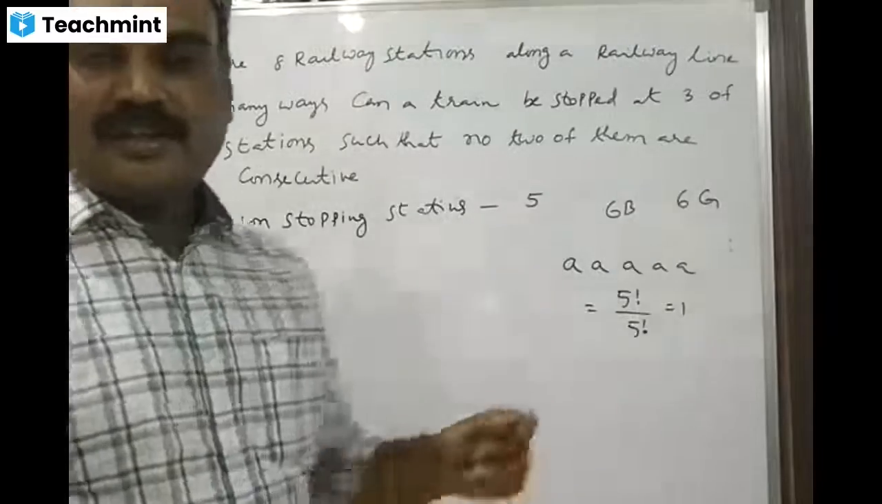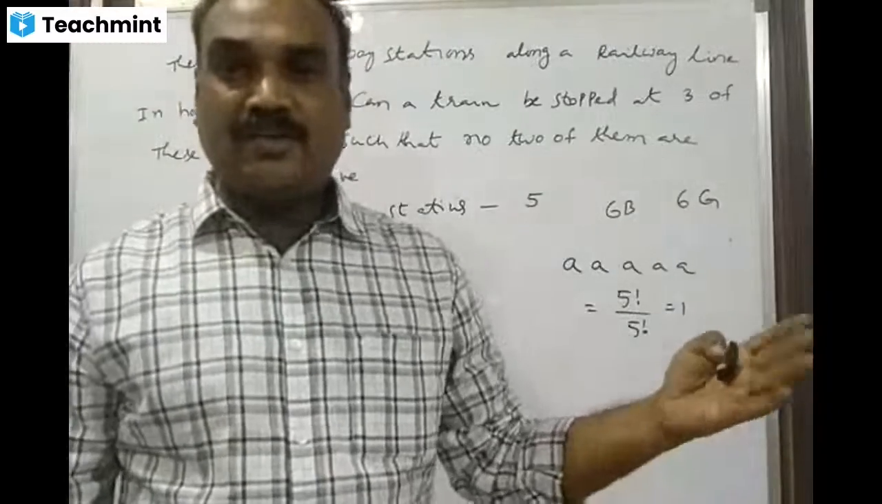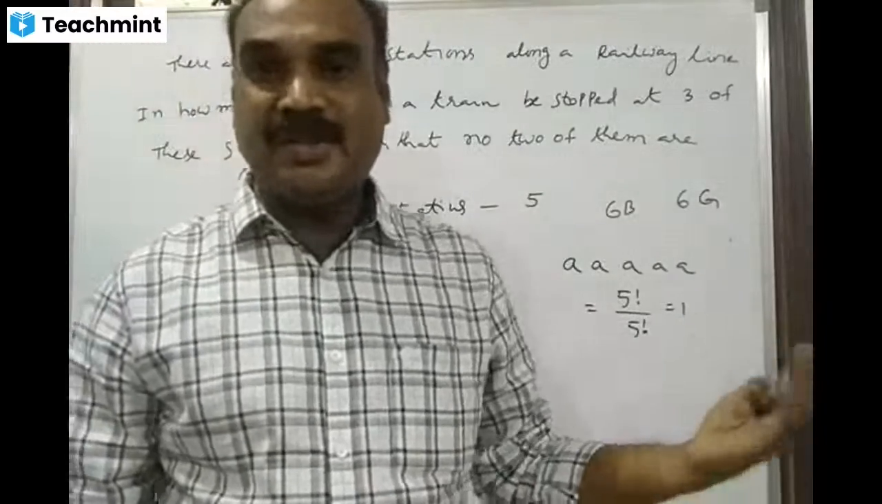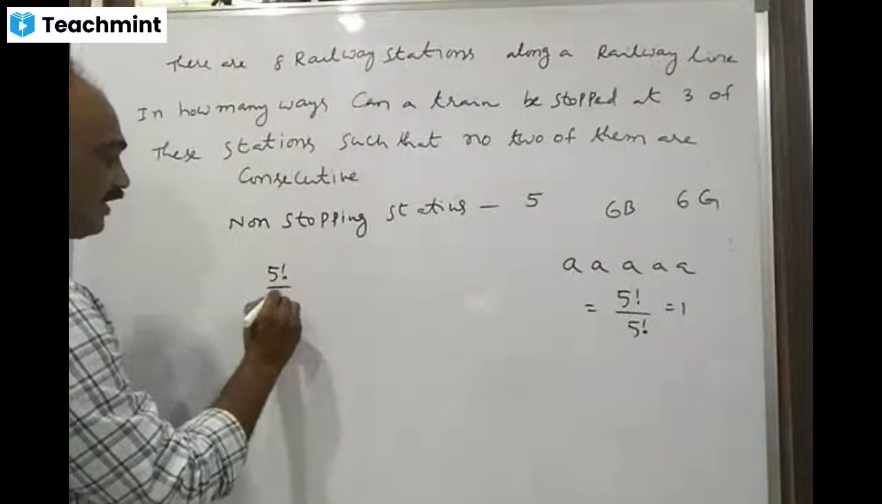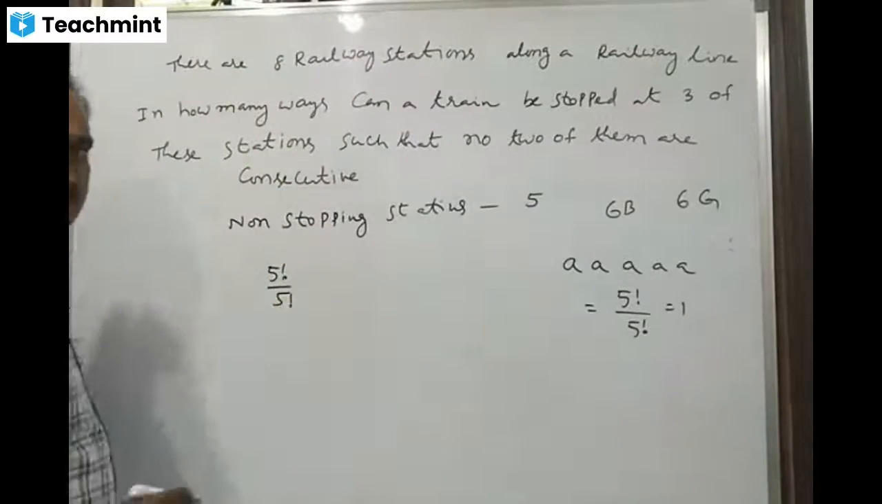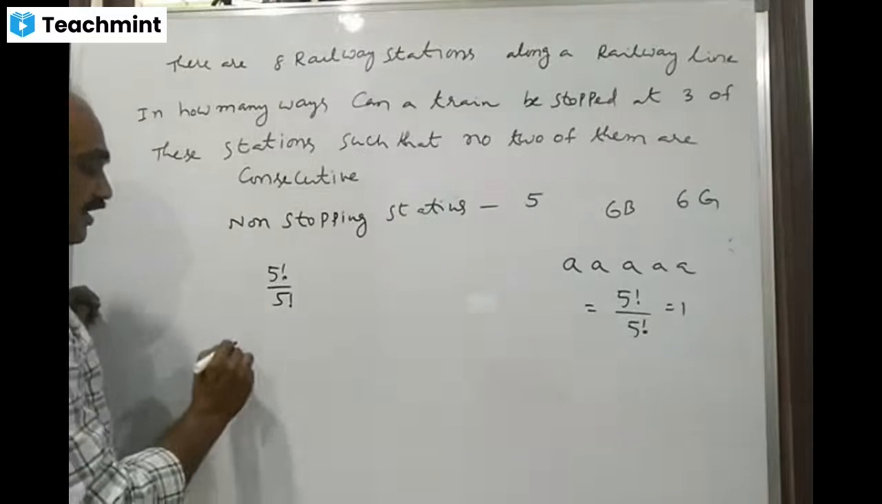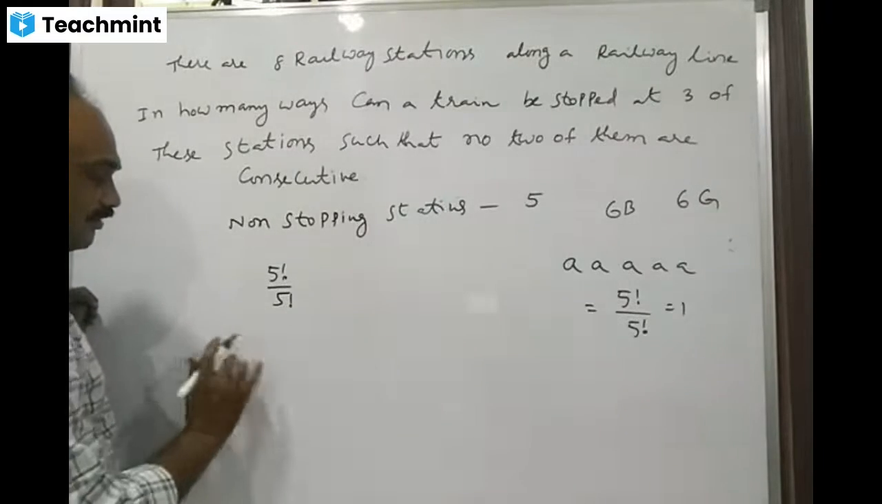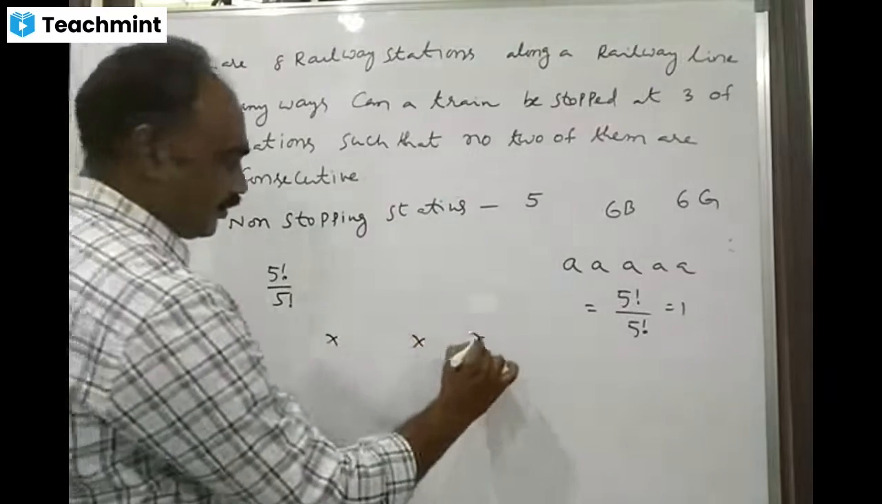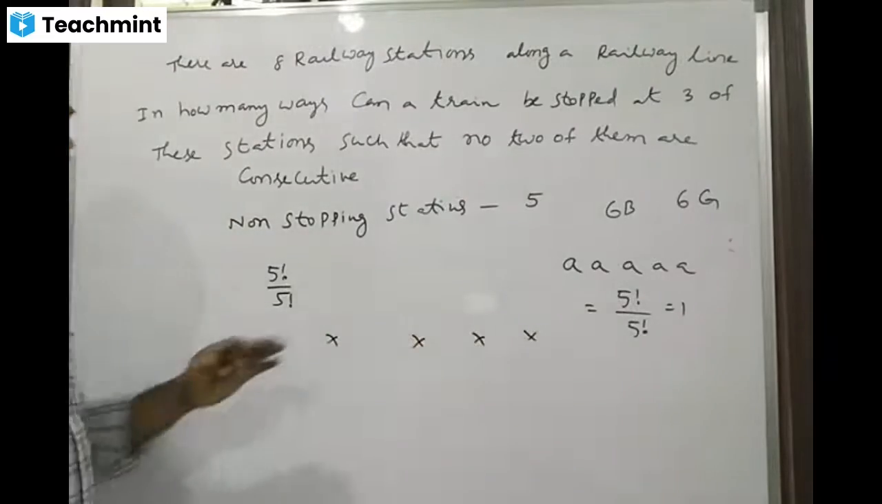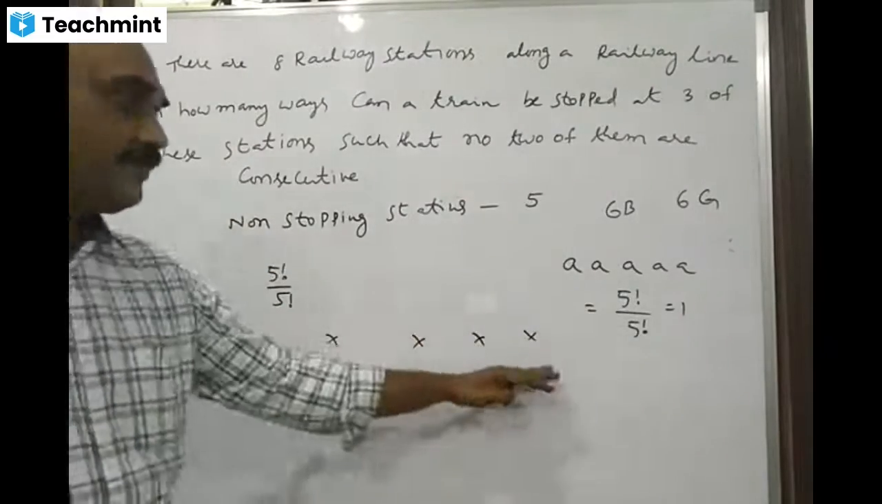Now stations, like Kazipet is one and Warangal is one, all railway stations are similar. So the arrangement of the 5 is 5 factorial by 5 factorial, one way. And first arrange the non-stopping stations: 1, 2, 3, 4, 5. The first one is the non-stopping stations, 5.